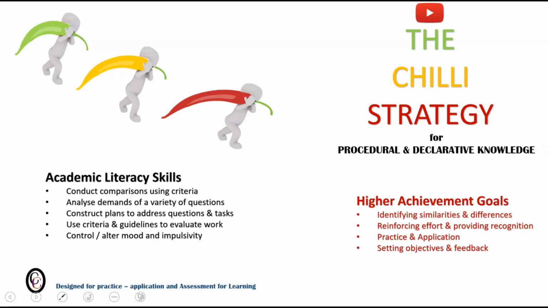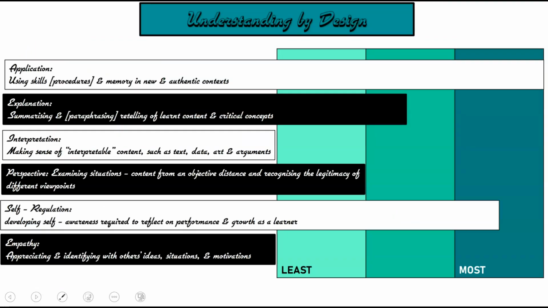Now, the Chile strategy is for procedural and declarative knowledge, not for new learning. And you'll see the academic literacy skills, your higher achievement goals, your understanding by design. So which levels of understanding are you focusing on here? Application is very high, and so is self-regulation.